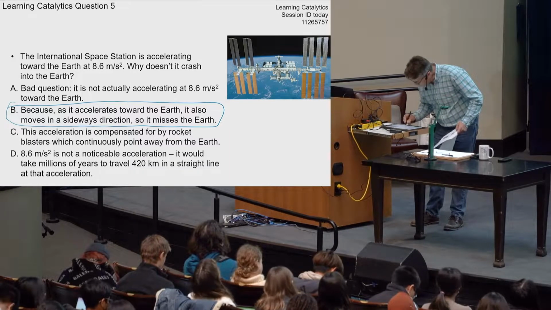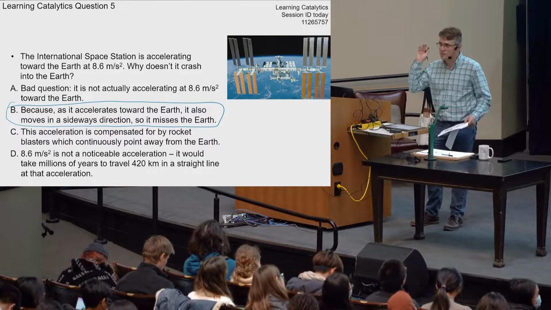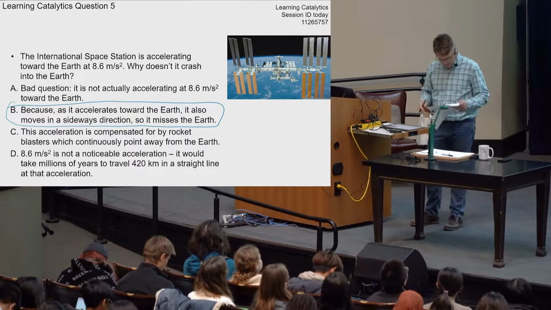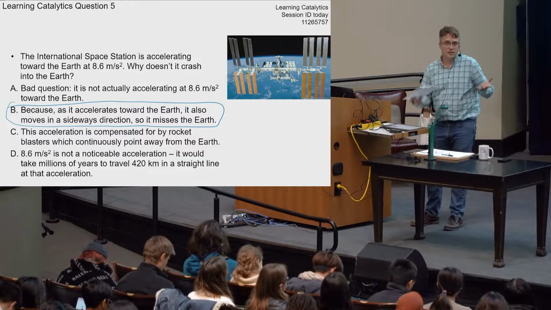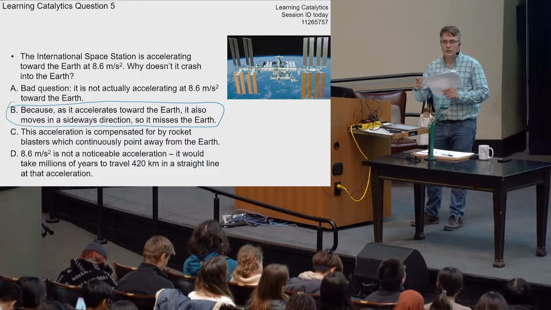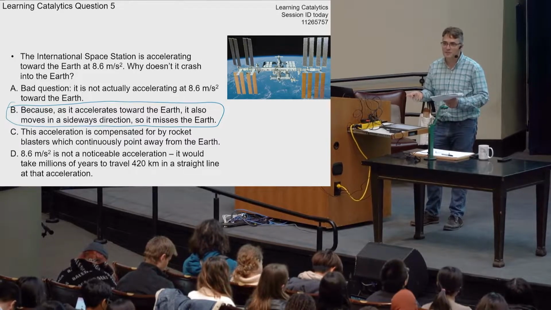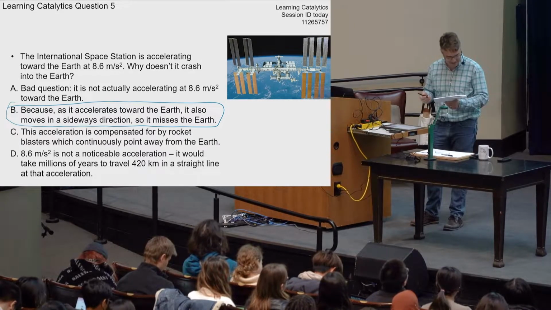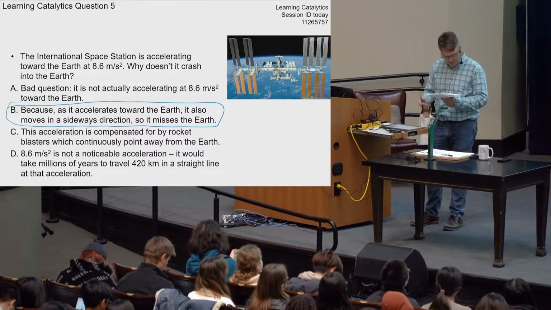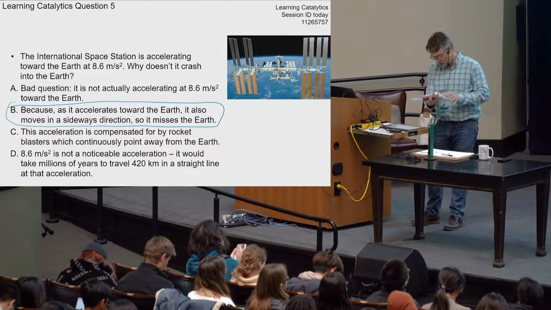There's no rockets blasting it. Things that go up into orbit just stay in their orbit forever. Okay? It's because they have velocity, so their own inertia just carries them around. And yeah, it would crash pretty quickly if it was dropping at 8.6. If you took away the velocity, it would hit the ground in not very much time.